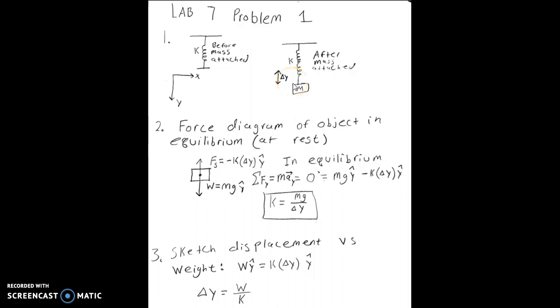But when you hang a mass, it's going to go down a little bit, a distance delta y if we call this the positive y direction. And because it displaces a little bit, there's going to be some spring force on there.